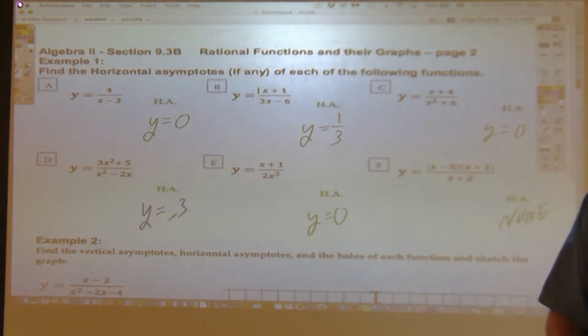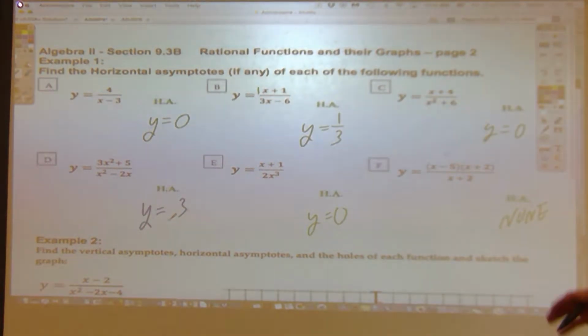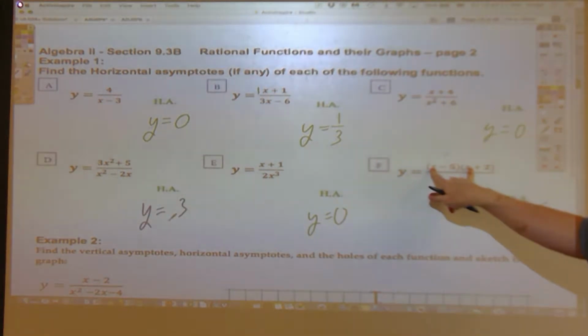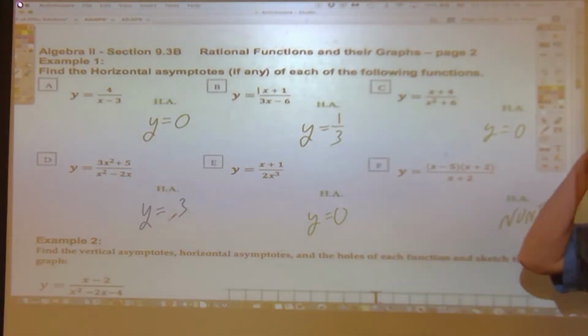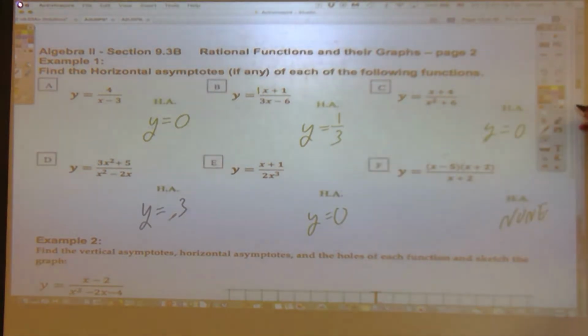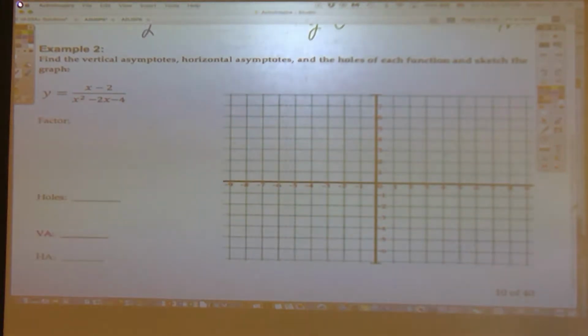Yes, go ahead. For F on the top, would you just distribute it? Doesn't matter, the point is it's degree 2. Since you have degree 2 over degree 1, it's top heavy, therefore there will be no horizontal asymptotes. All right, so let's go on to example 2 where we do an actual example of this.